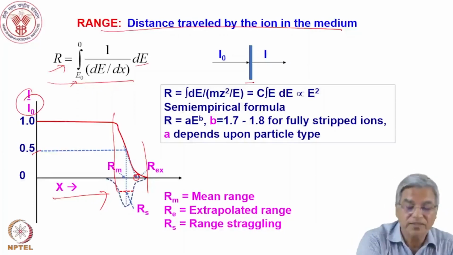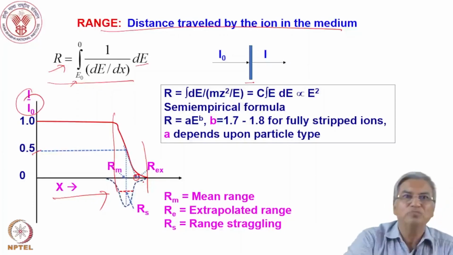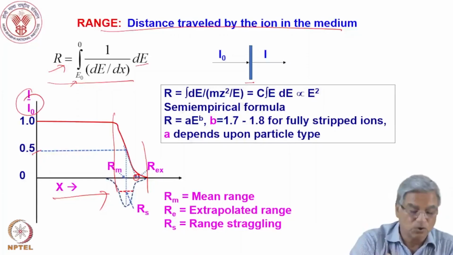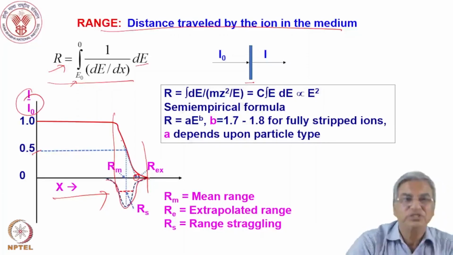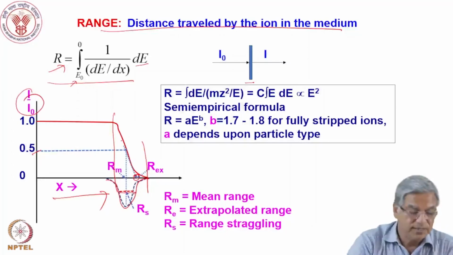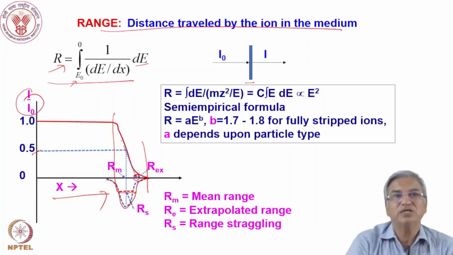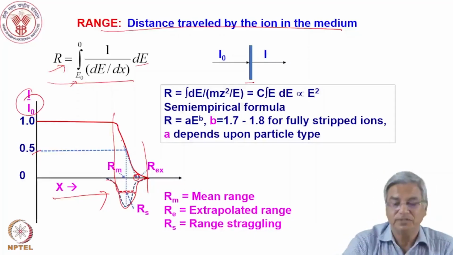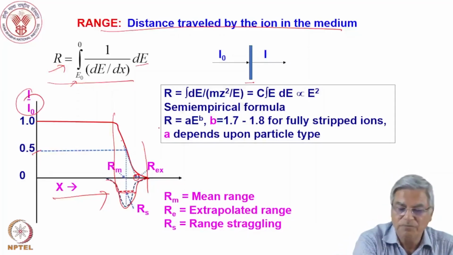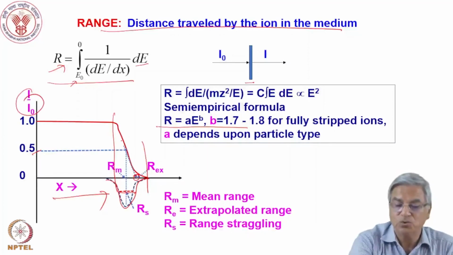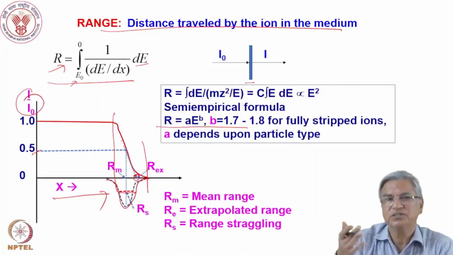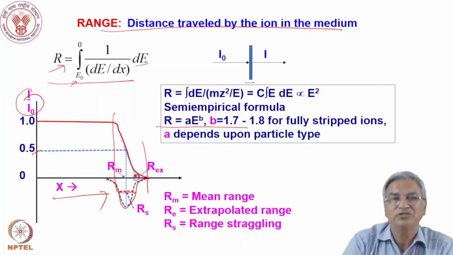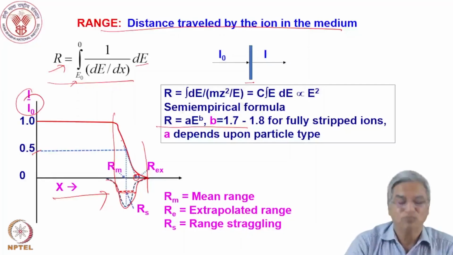This decrease comes because of the stochastic nature of the electron stopping power. If you take a derivative of this falling part, then you get a Gaussian, and the width of that is called the range straggling. So the range is a very important property of heavy charged particles, and there are semi-empirical relationships, R equal to A E to the power B, where B is close to 2 and A depends upon the particle type. We will discuss other particles like electrons and gamma rays later on. For the moment, I'll stop here.